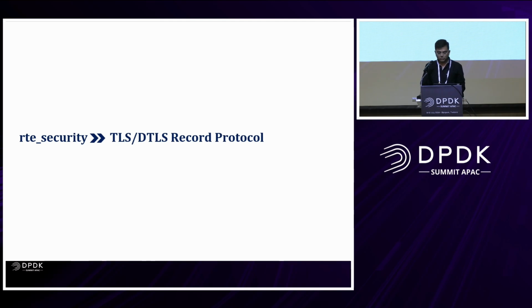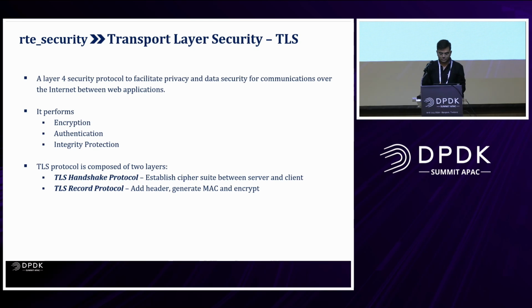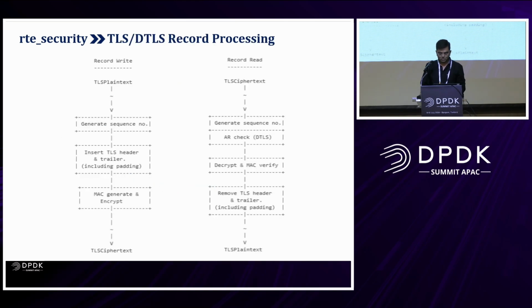Now we move on to the TLS DTLS record protocol. TLS is a transport layer security protocol for securing communication between web applications on the internet. It performs encryption, authentication, and integrity protection. It comprises 2 layers: TLS handshake to establish the cipher suite, and record processing for crypto processing. Currently, RT Security adds support for record processing only.